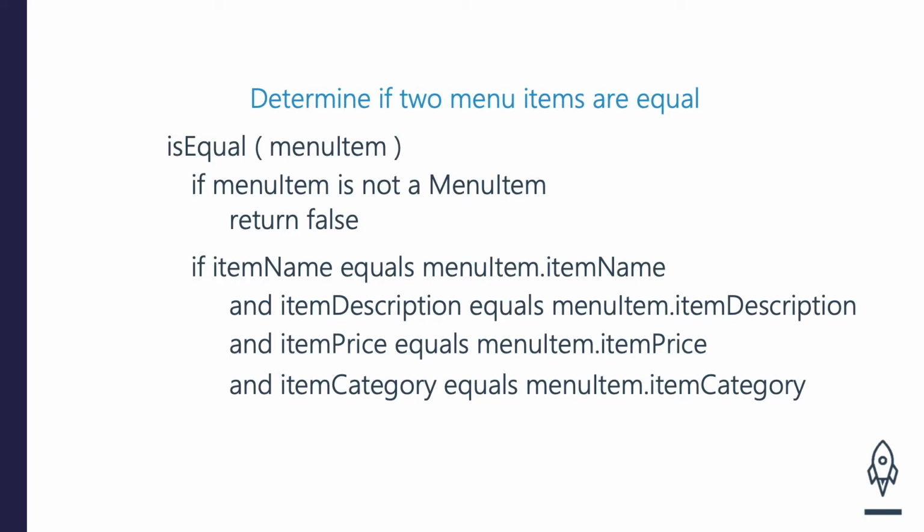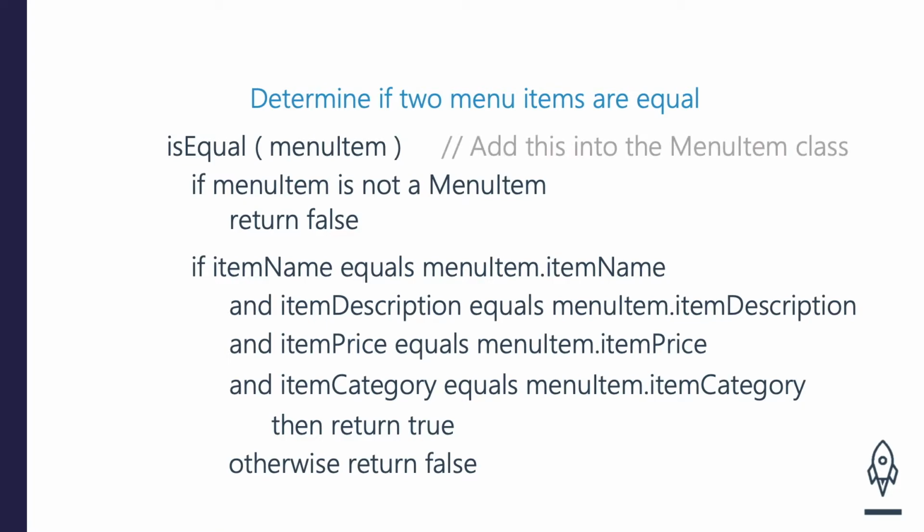If this is all equal, then we return true. The 2 menu items are equal. Otherwise, if something didn't match, then we return false. They're not equal. And when we implement this, we're going to put it into the menu item class.